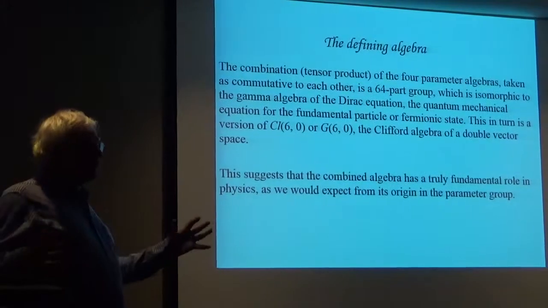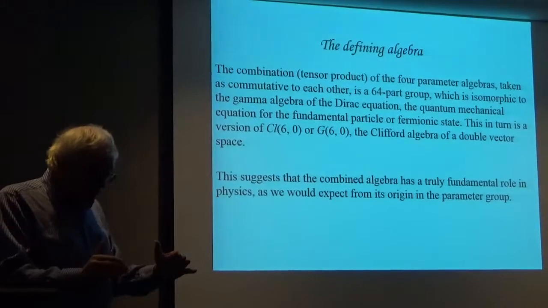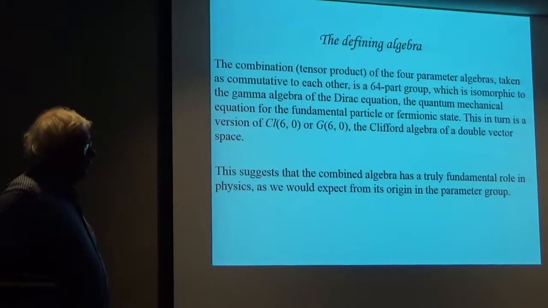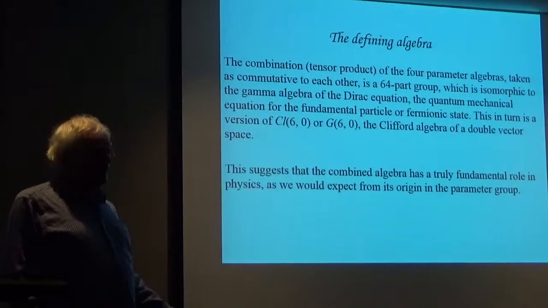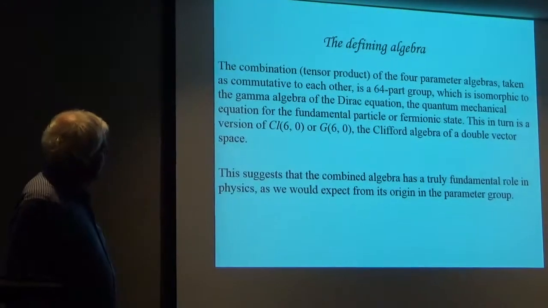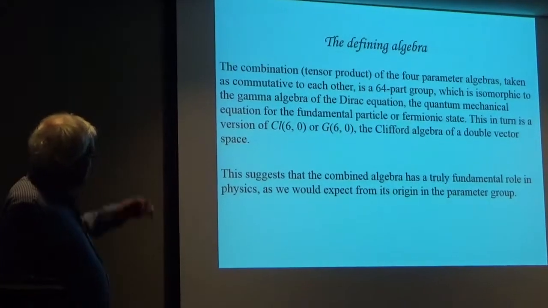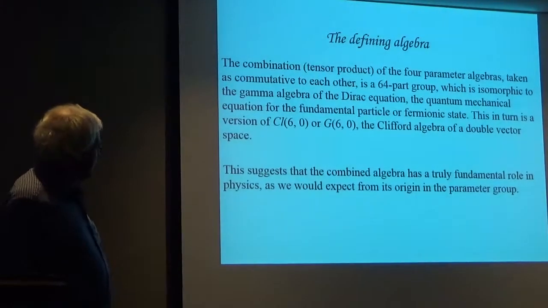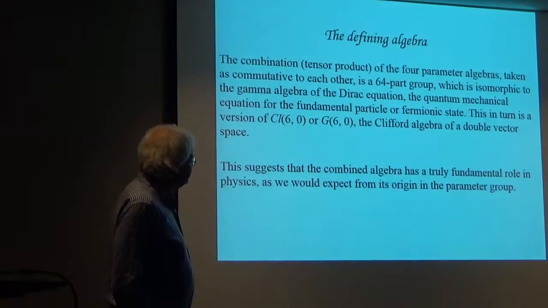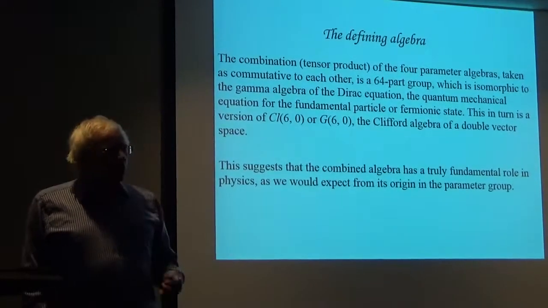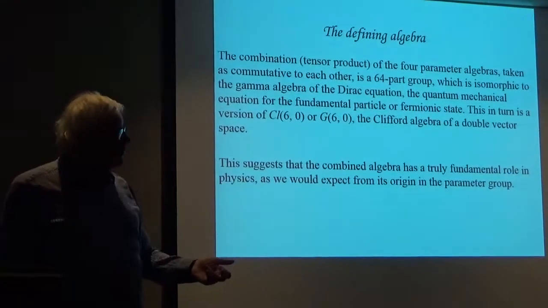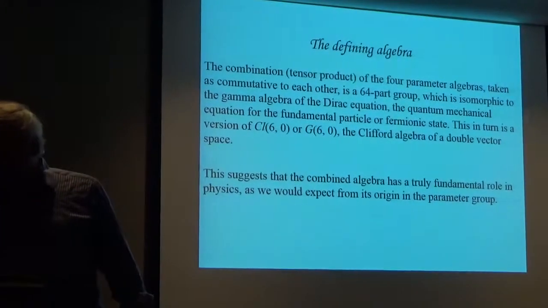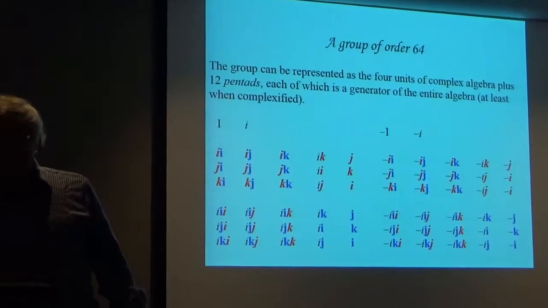Now, when we bundle all the algebras together, say this is it, we don't need any other algebra, bundle them all together, what do we get? We get a 64-part group, which is isomorphic to the algebra of the Dirac equation, the gamma algebra. It's a version of Clifford 6-0 or geometric 6-0, the Clifford algebra of a double vector space. And when I bundled them together and I got what looked like the Dirac algebra, I thought, this is a jackpot. This really must be significant. Let's have a look at them.